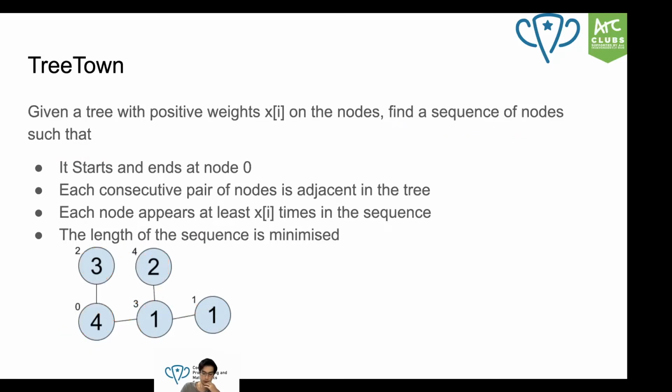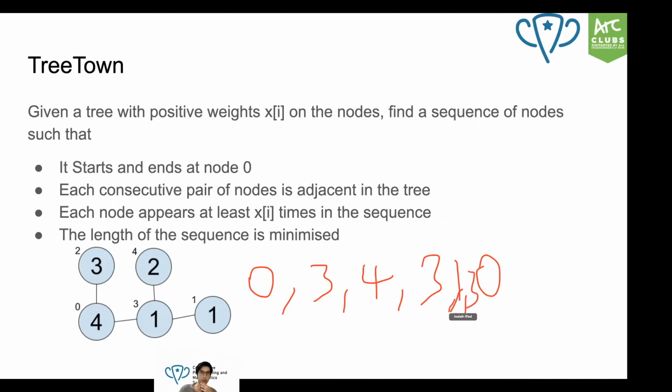Okay, so I'll just do an example. So one sequence of nodes is to start at 0, and then go to node 3, then go to node 4, and go to node 3. I'm just going to do a fake sequence because I can't be bothered writing a long sequence. So let's chuck in a 1, a 3. So you can see that each pair, they're adjacent. So you can go from 0 to 3, and then you go to 4, and then 3, and then 1, and then 3, and then 0.